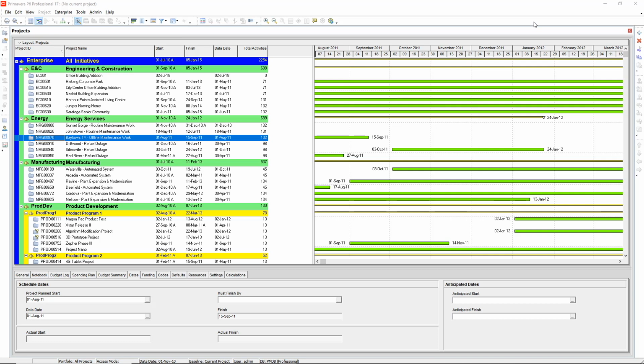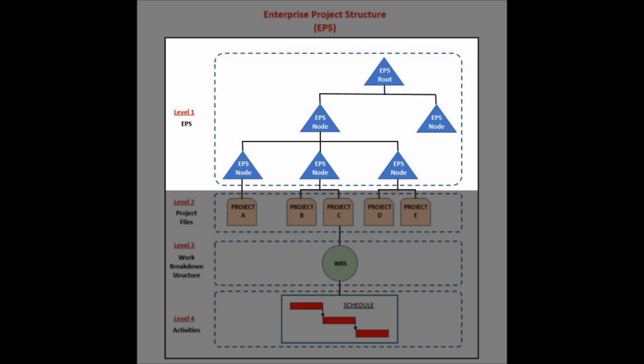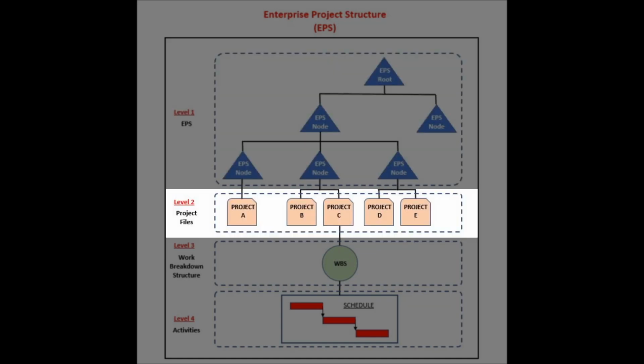Firstly, we should understand how the P6 hierarchy works. In P6, there are 4 levels to the project hierarchy. Your first level is the Enterprise Project Structure, the EPS. This is your highest level and allows you to organize your projects based on how your organization is structured. Within each of those EPS nodes, you can store all of your projects. That will be the second level in the P6 hierarchy.